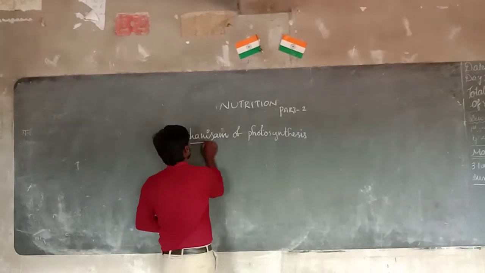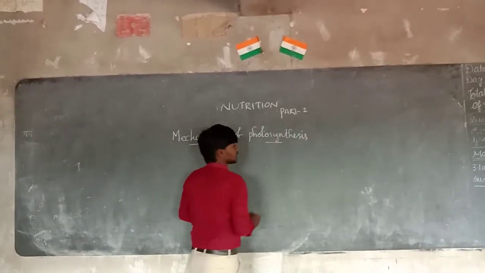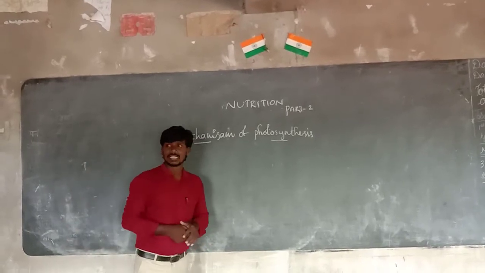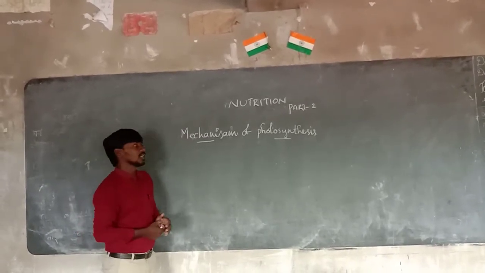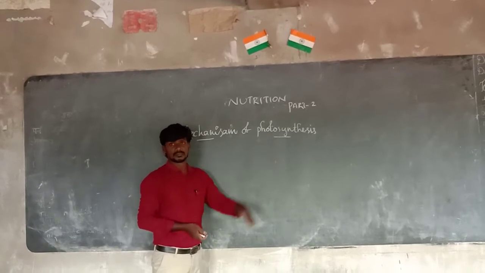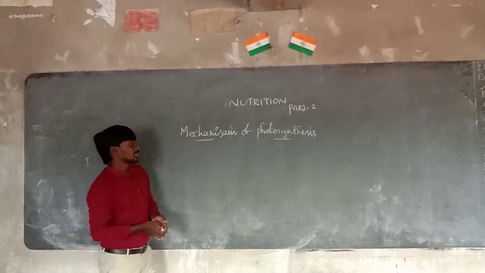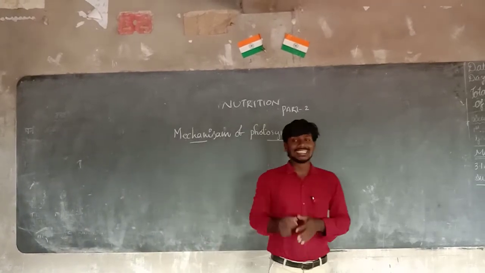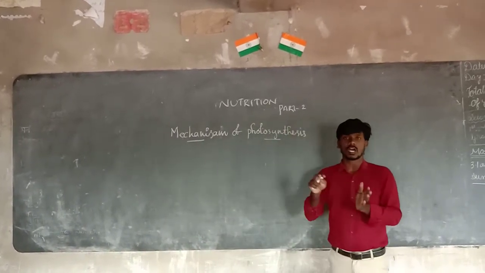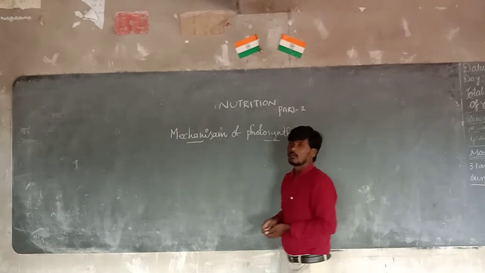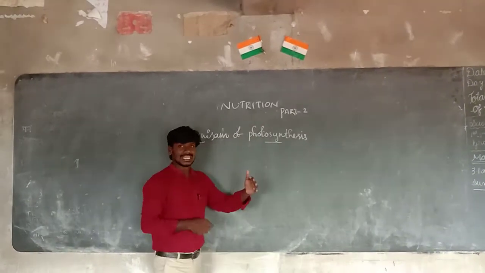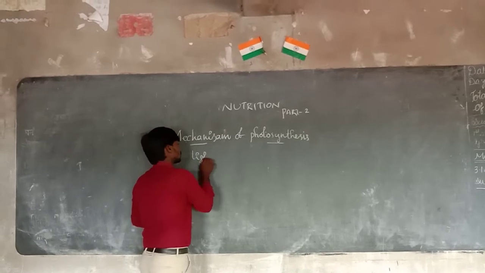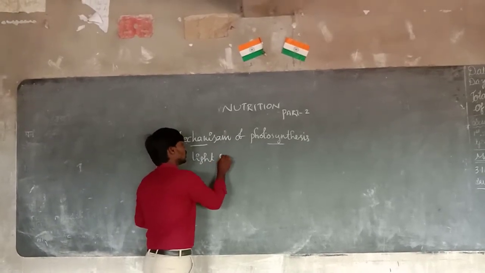Okay, so the mechanism of photosynthesis is of two types mainly. One is the independent reaction and the other is the dependent reaction. That is called the light reaction and the dark reaction. So actually, the dependent reaction is called the light reaction. The independent reaction is called the dark reaction. So what is the difference between light reaction and dark reaction?